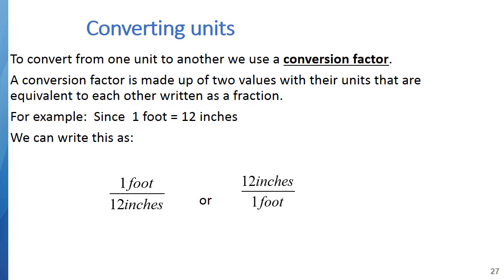So we can write a conversion factor, which is basically a fraction that has the two things that are equal to each other, one in the numerator and one in the denominator. For example, since 1 foot equals 12 inches, we can write it as a fraction, 1 foot divided by 12 inches, or we can write 12 inches over 1 foot. The one that you're going to use will depend on which way you're converting, from feet to inches or inches to feet. What you're trying to do is get the unit that you're looking for to be on the top, and the unit that you already know to be on the bottom.